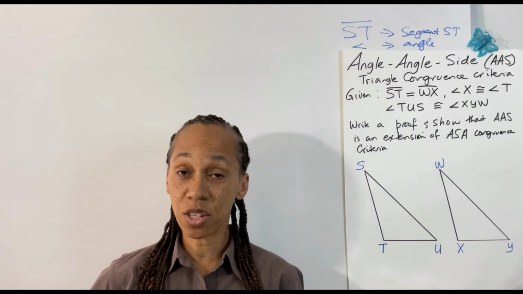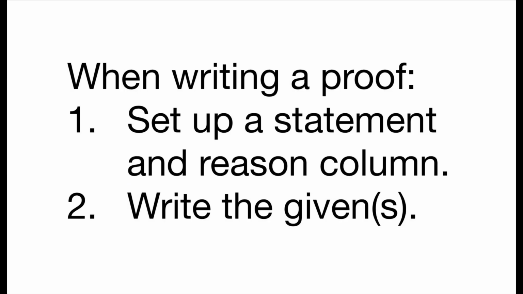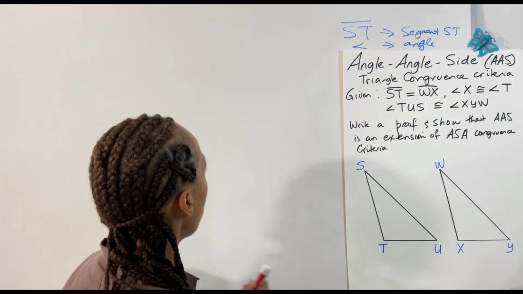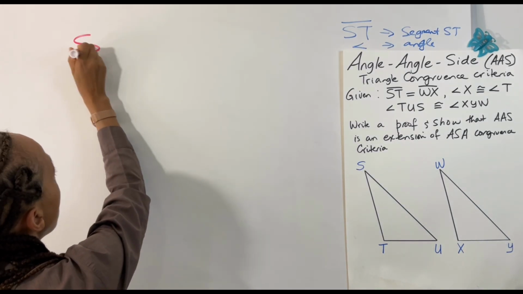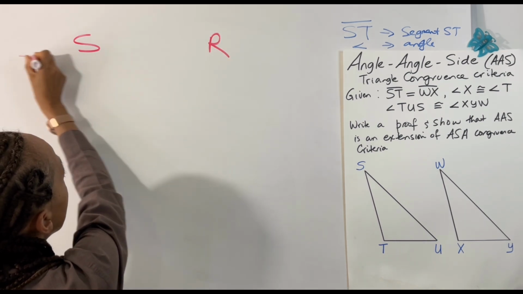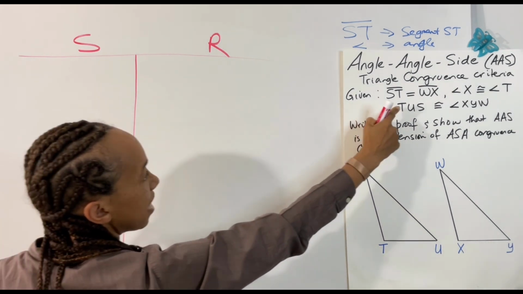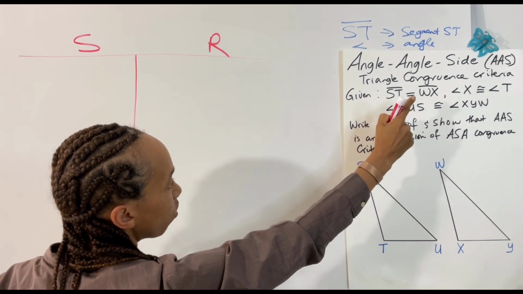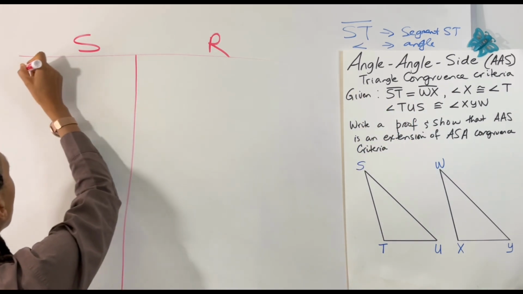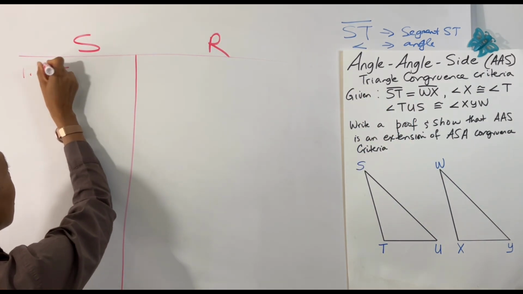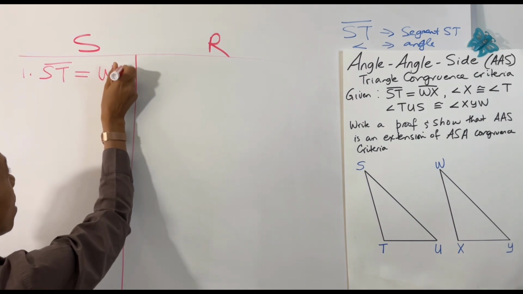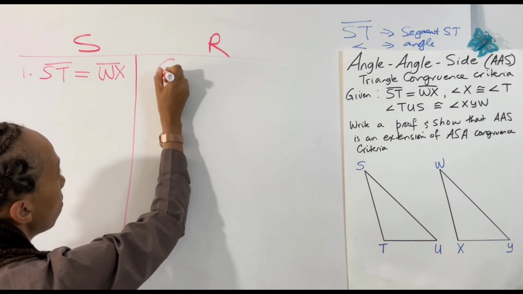So the first thing that you need to do when you are writing a proof is that you are going to start with 2 columns. You're going to start with a statement and a reason column, and then you are going to first write your given. So let's get started with that. So you have your statement, your S, and your R for reason, and I'm going to create 2 columns here. And your first given is that segment ST is equal to segment WX. So the first is ST is equal to WX, and that's the segment, and that's your given.